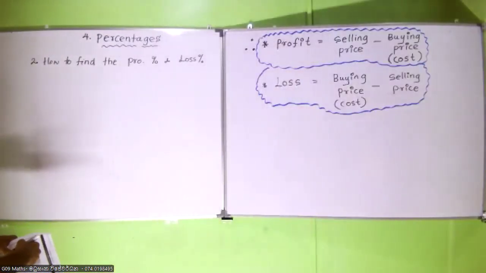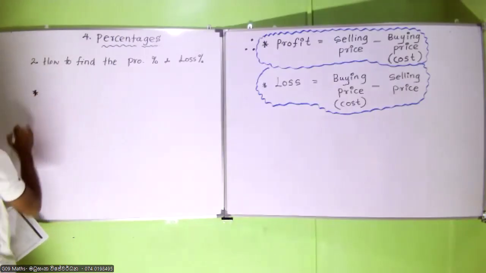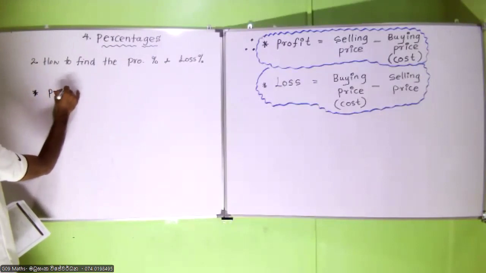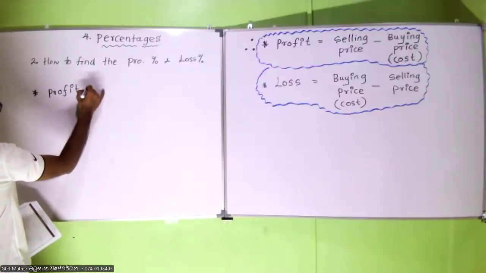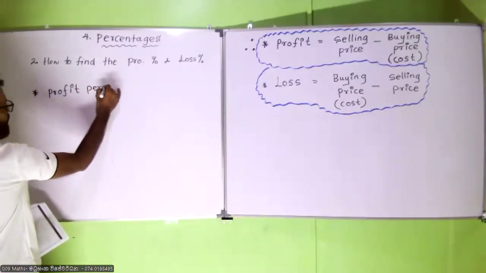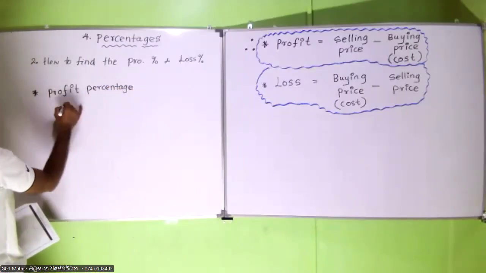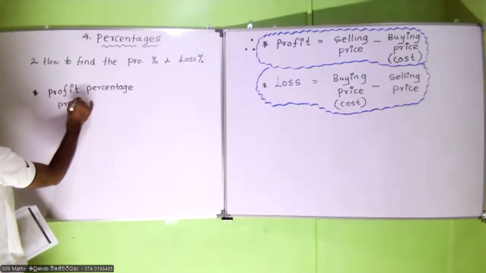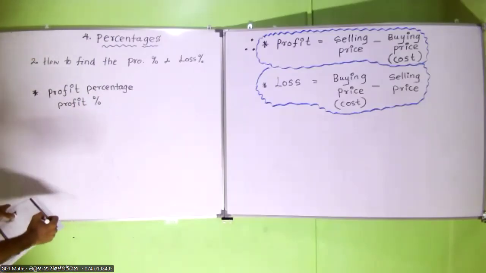Right, okay, so let's write the first equation. Profit percentage. If you want, you can write the word percentage, or you can write just profit. Right, profit percentage.